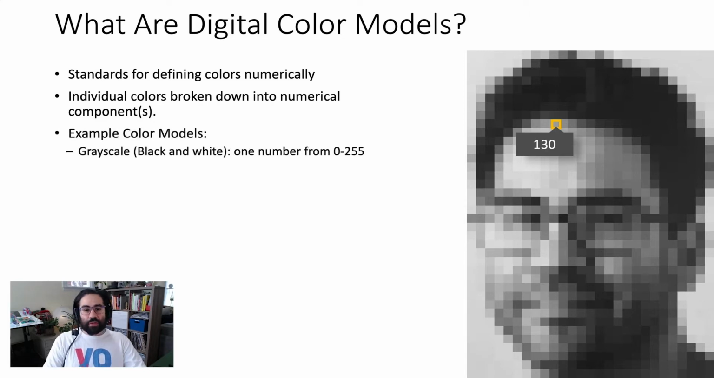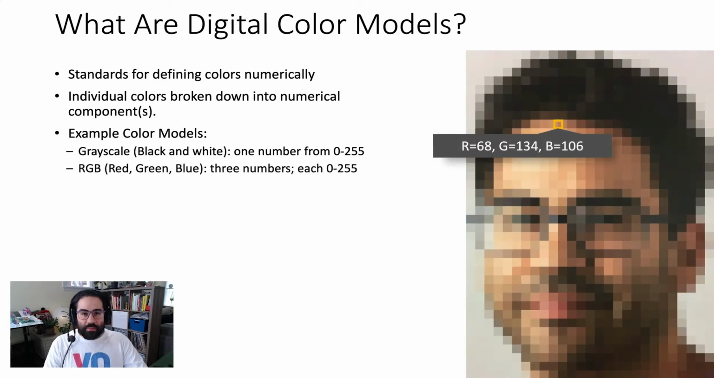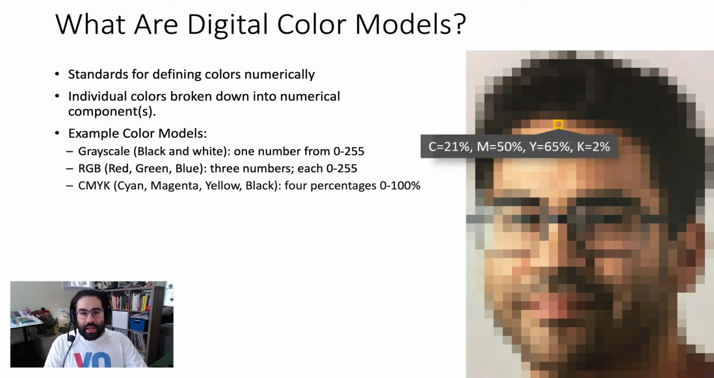Some examples of that might include the grayscale color model, which is used to show tones in black and white images. Here, one number from 0 to 255 represents a value of light or dark. Another example is the RGB color system, which stands for red, green, and blue, where three numbers, each ranging from 0 to 255, combine together to make an individual color. CMYK is another common digital color model consisting of four percentages, one each for the colors cyan, magenta, yellow, and black.